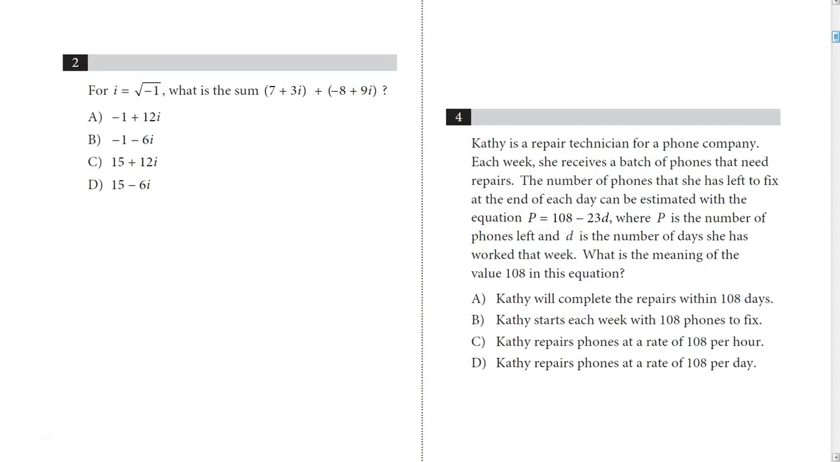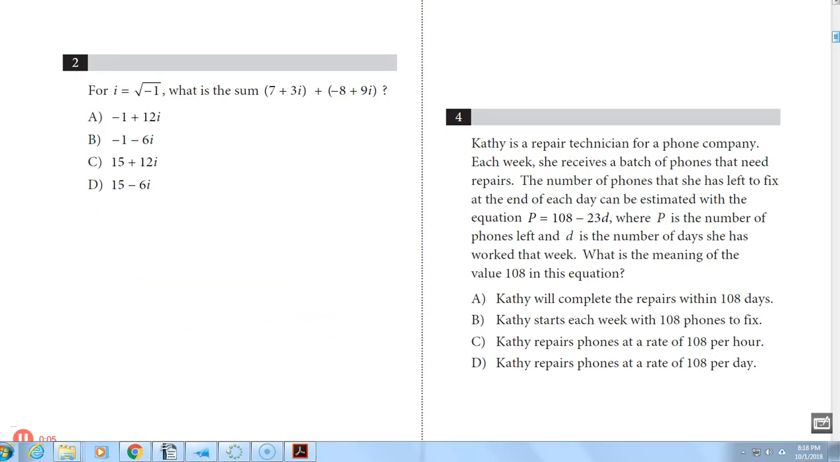All right, number 2 here brings in imaginary numbers, but it's not too bad of an imaginary number problem. So they say for i equals the square root of negative 1, and there'll be another video that breaks down imaginary numbers in a little bit more depth. But for this one, it says, what is the sum of the quantity 7 plus 3i plus negative 8 plus 9i? You can really treat the i's here just like any variable.